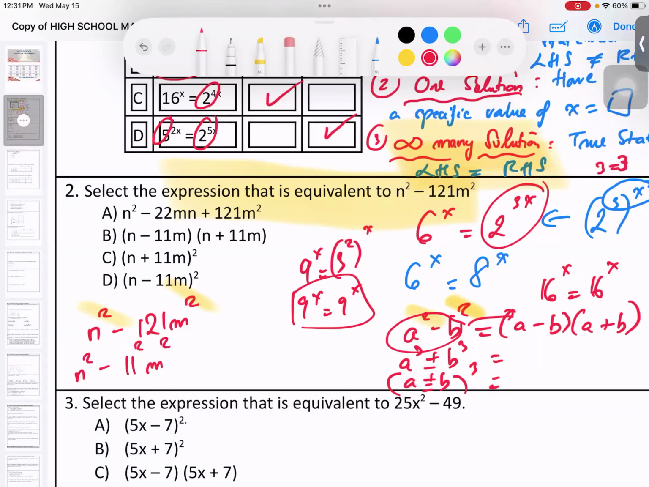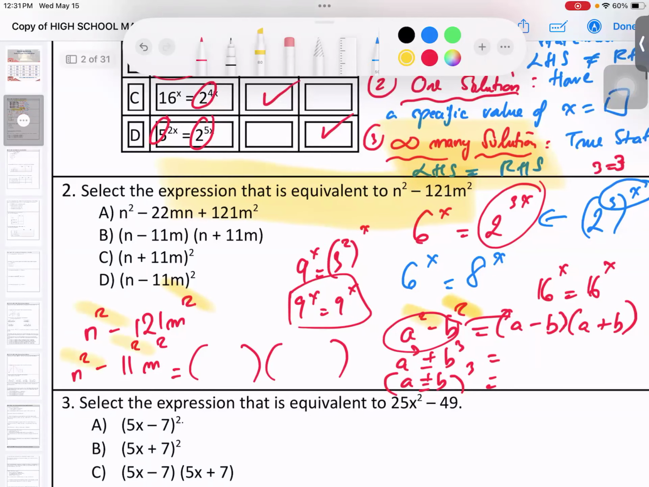Good. Good job. You're gonna give Alan 1 point. Now, how do you apply this formula? Ignore the square. Copy exactly the same on the first one. How about the second one? Plus. So n plus 11m. One more, Sabrina. Easy, right? Just plus 1 point. So which one is the answer? A, B, C, D? B.